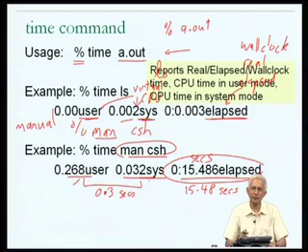Okay, so in effect, the summary is that the time command reports both real elapsed wall clock time as well as CPU time or virtual time, and as far as the CPU time is concerned, it gives you a breakup between user mode and system mode.